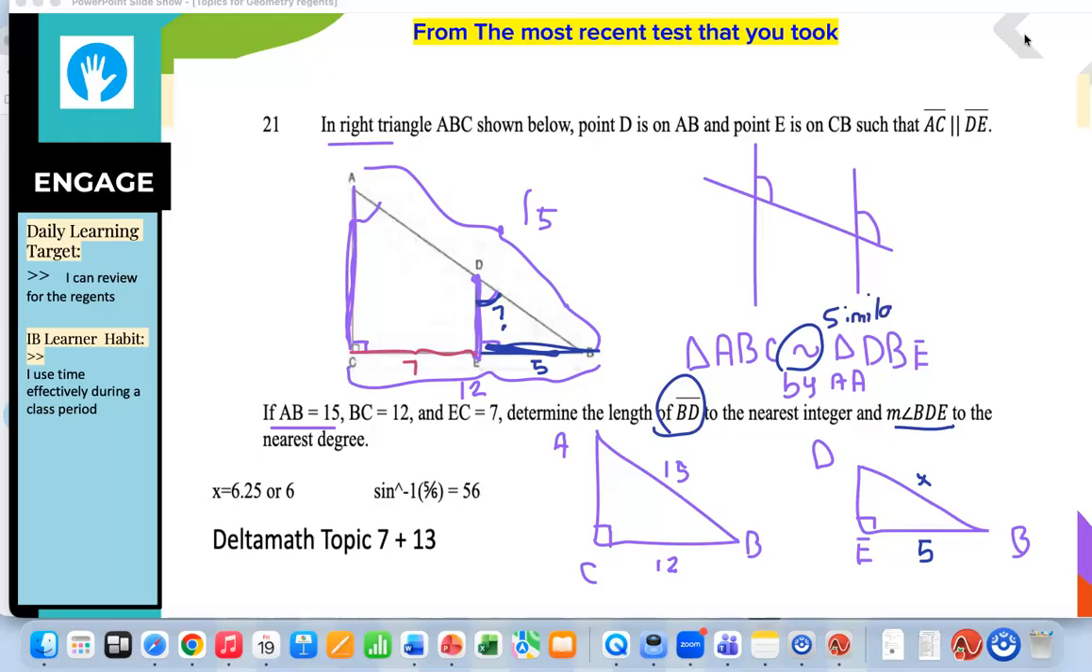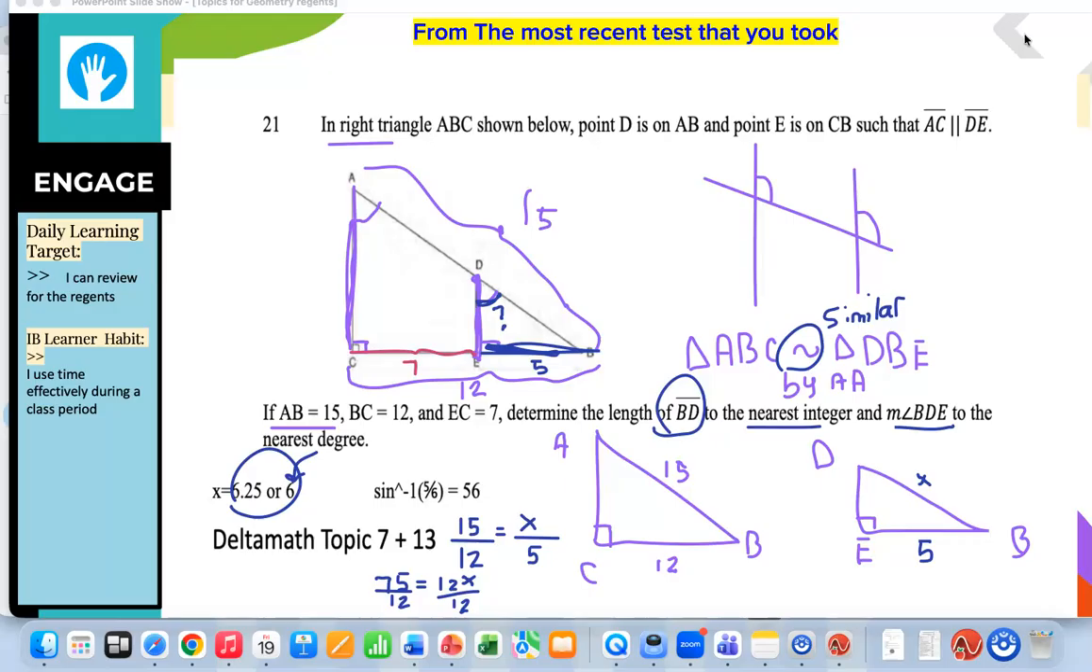So since these two triangles are similar, we can now set up a proportion. So 15 corresponds to X. So we could do one triangle at a time. So 15 over 12. And then since 15 matches up with X, that has to go on the top, and 5 would go on the bottom. So now if we cross multiply, we're going to get 75 equals 12X. And now if we divide by 12 on both sides, we're going to get the answer of 6.25. Now, they said round to the nearest integer, so that would lead us to 6. All right.